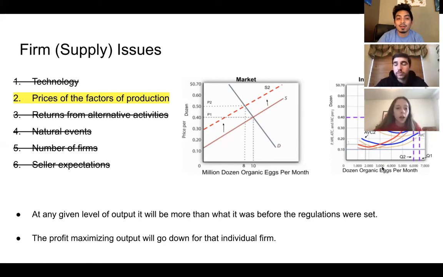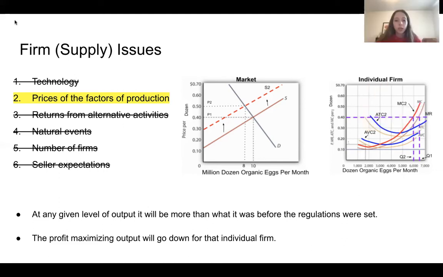And since every firm in organic egg production is affected by the newly imposed law, the producers are having less total production at the end of the month. So we can assume that every firm's profit maximizing output is down, so when you sum up all of the firms in the market, there is less output. You can see the result: the quantity goes from 10 million dozen eggs to 8 million dozen eggs at the P1 point on the graph.